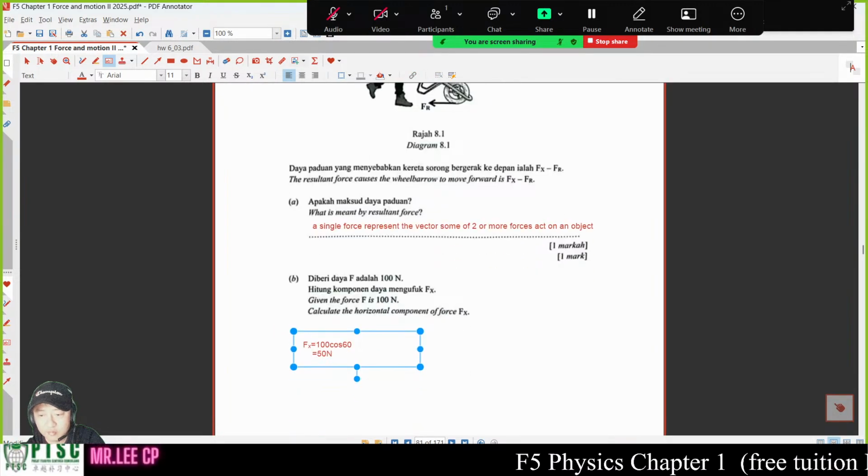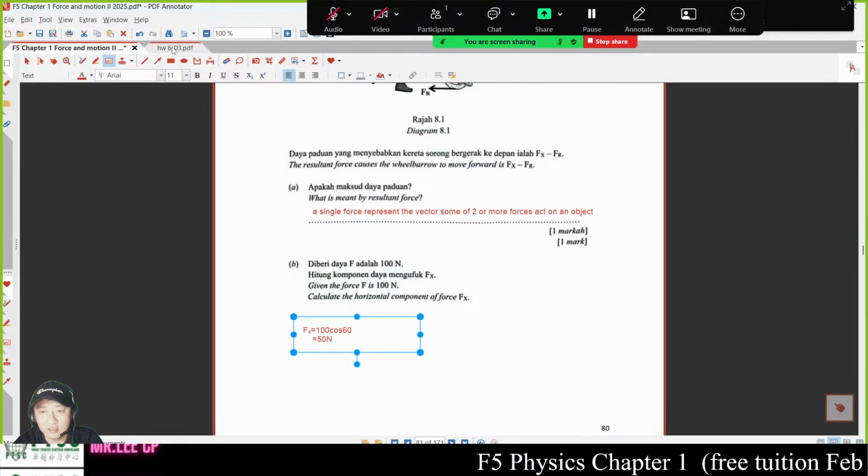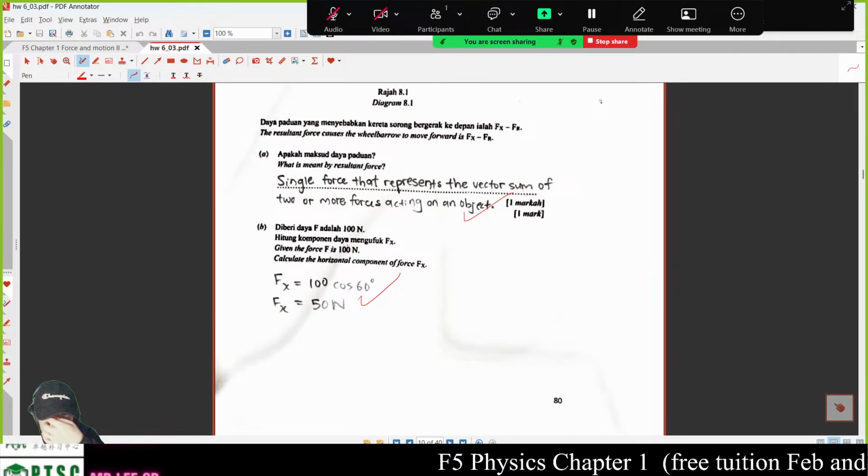Put it back to this size. Okay, 50. Okay, good.